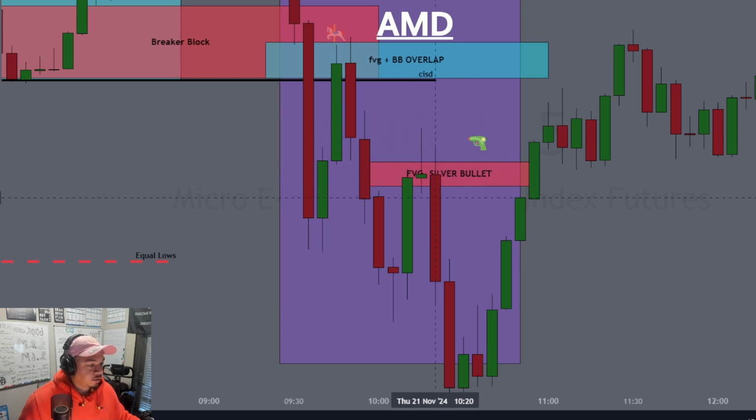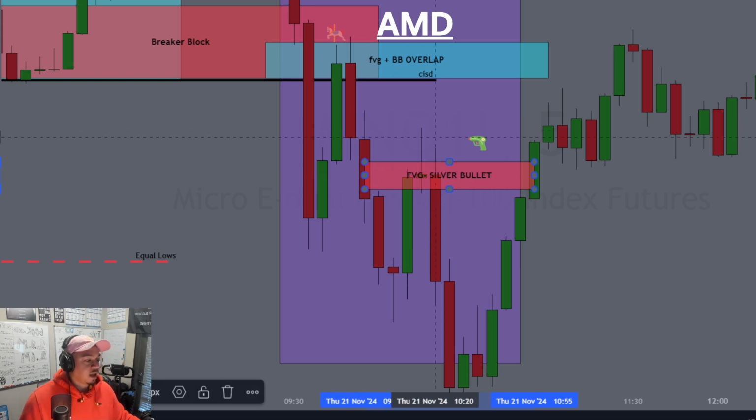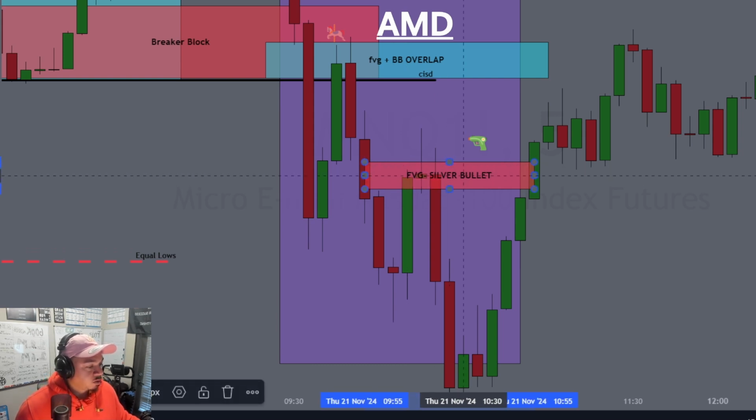So what happened is there's another fair value gap here because the low of the candle before it and the high of the candle after it, you can see that they did not intercept. So that's how you determine the fair value gap. Now we'll have another video about fair value gaps independently, but again, for the silver bullet, we're looking for a fair value gap between 10 and 11. So this happened specifically at 9:55.